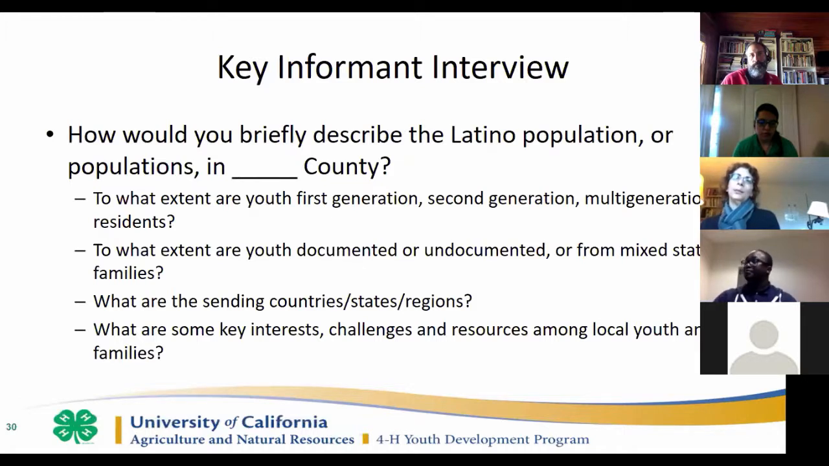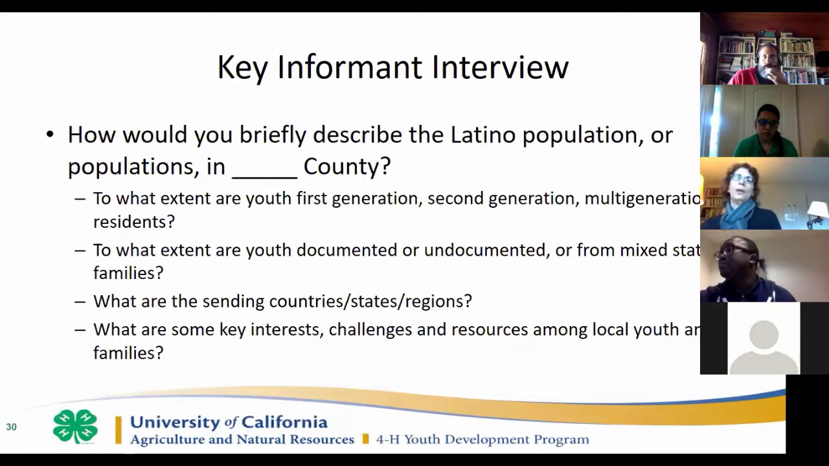And this is an important question because this information, schools cannot ask for this information. Youth programs cannot ask for this information. This information comes out in conversation after you've built that trust first. And then we also wanted to know what were the sending countries, and then within the sending countries, what were the states or the regions.